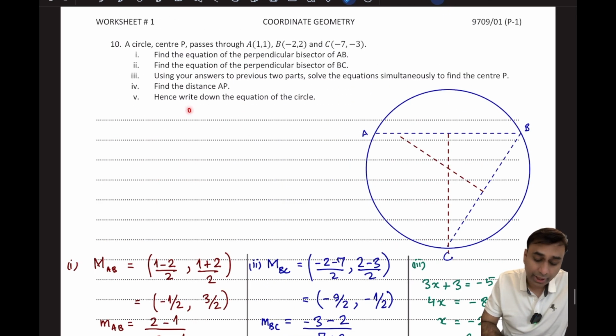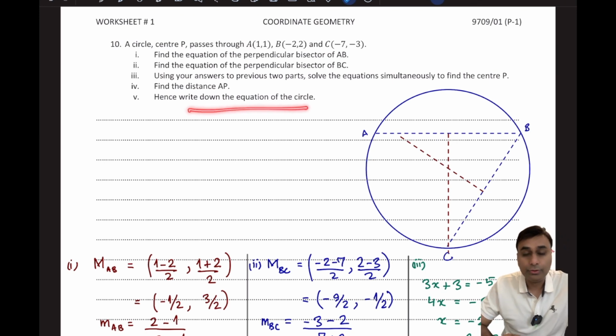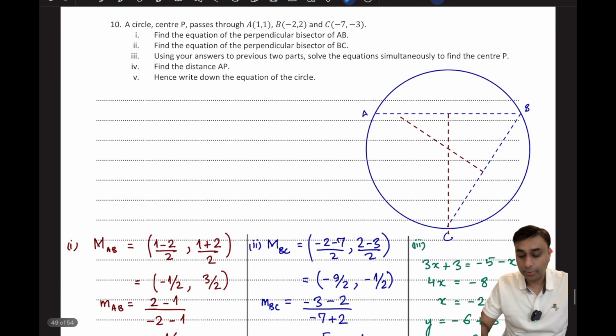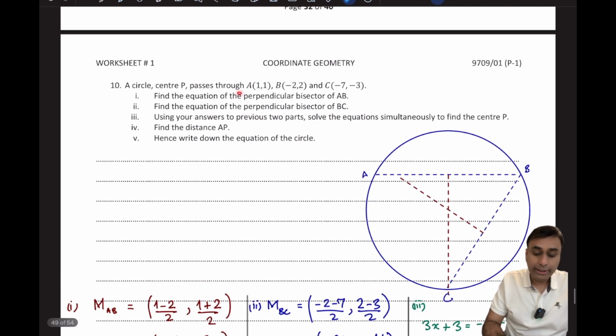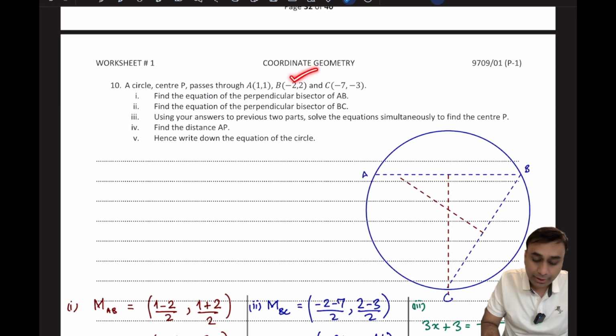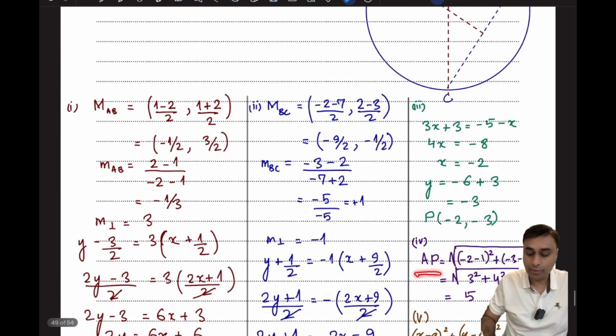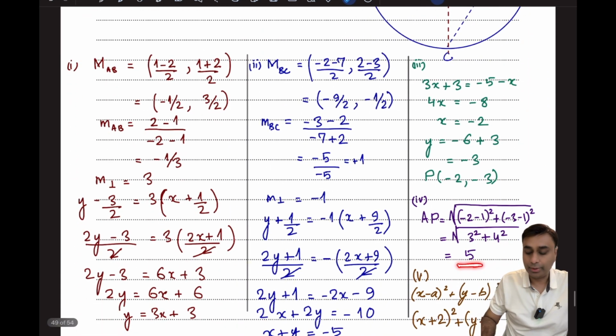I also have to write down the equation of the circle. To find the equation of a circle, I would need the center of the circle, but I also would need the radius of the circle. And that should not be a problem for me anymore, because I have the center and I have 3 points on the circumference. So if I find the distance from center to A or center to B or center to C, each one of them should represent the radius of the circle. Here I have just found the distance from A to P, that would be the radius.